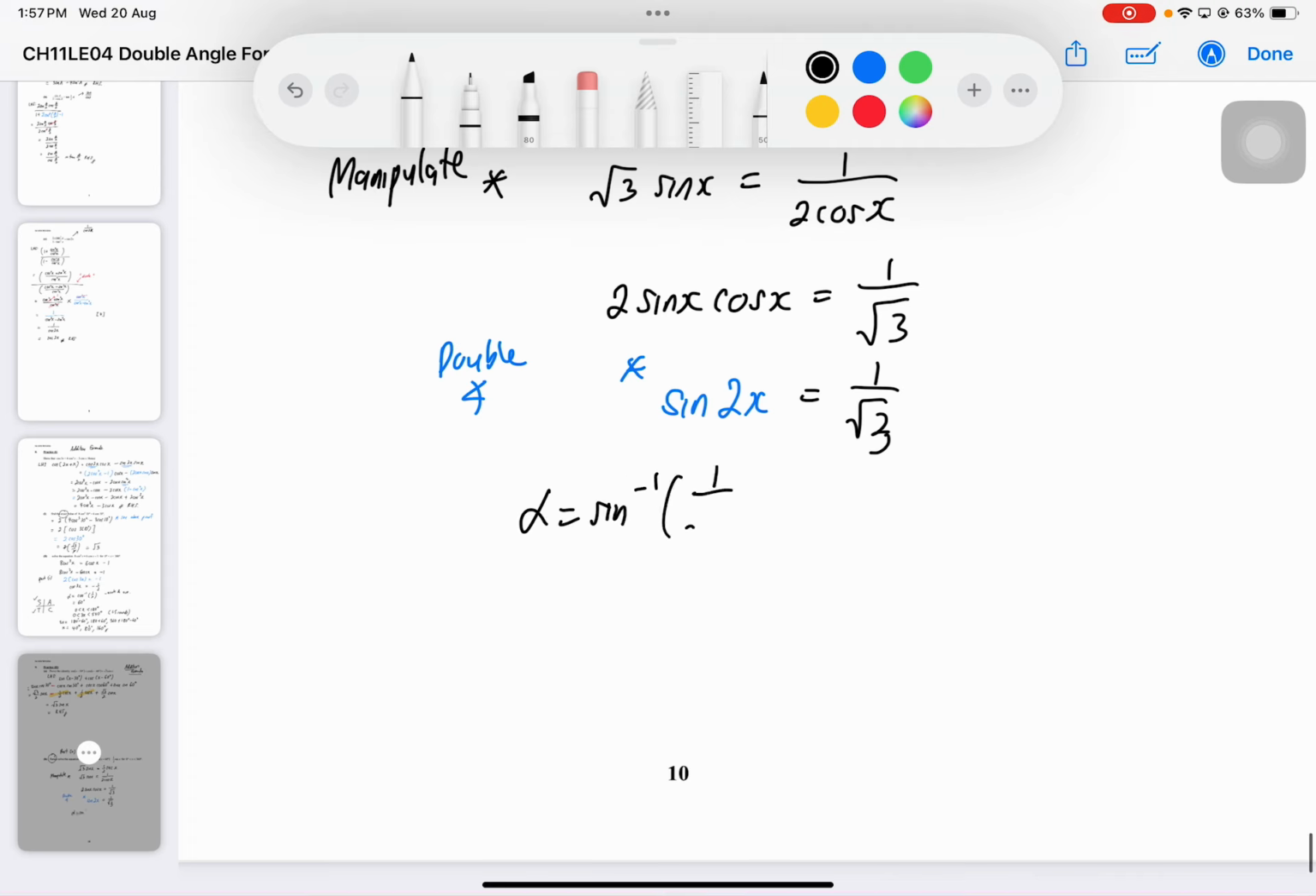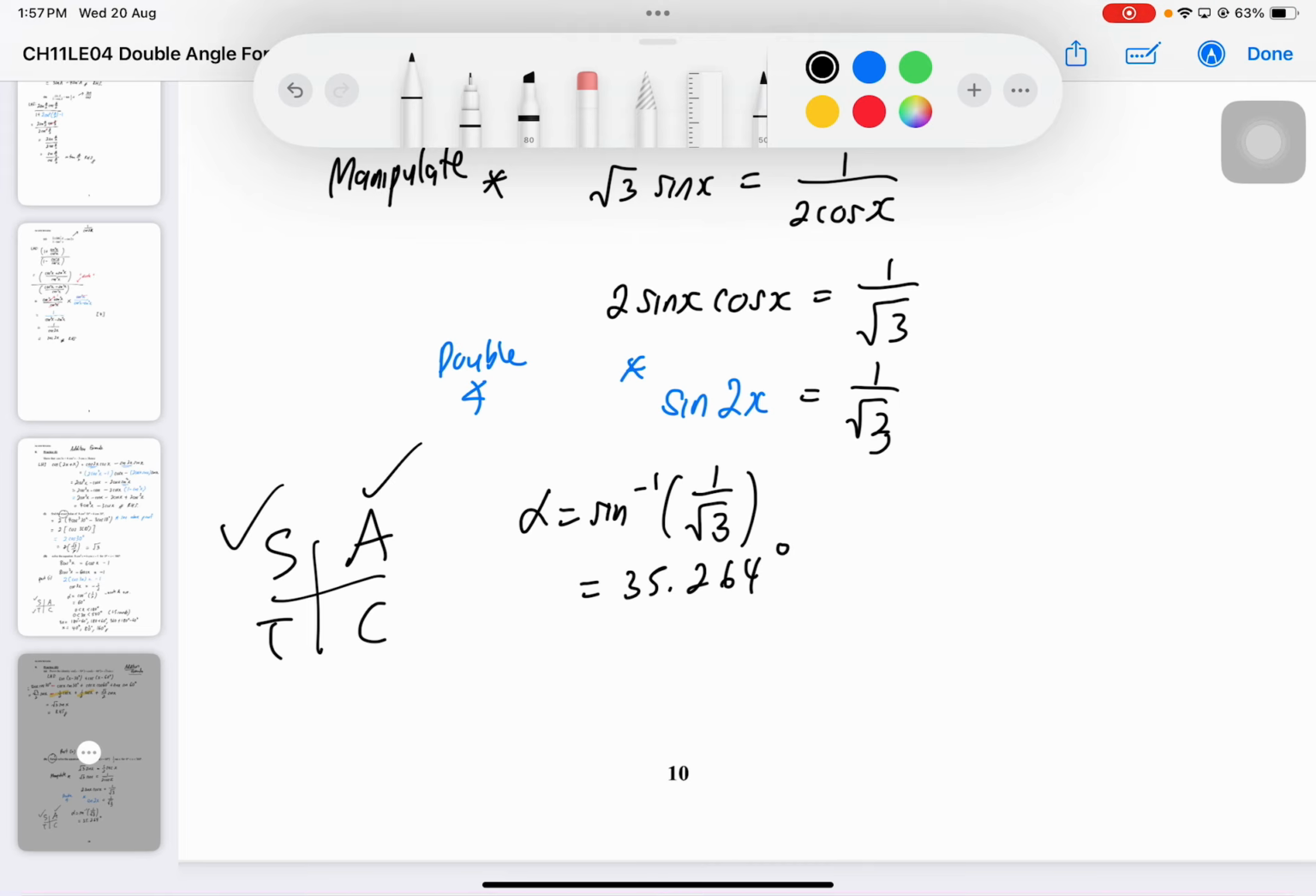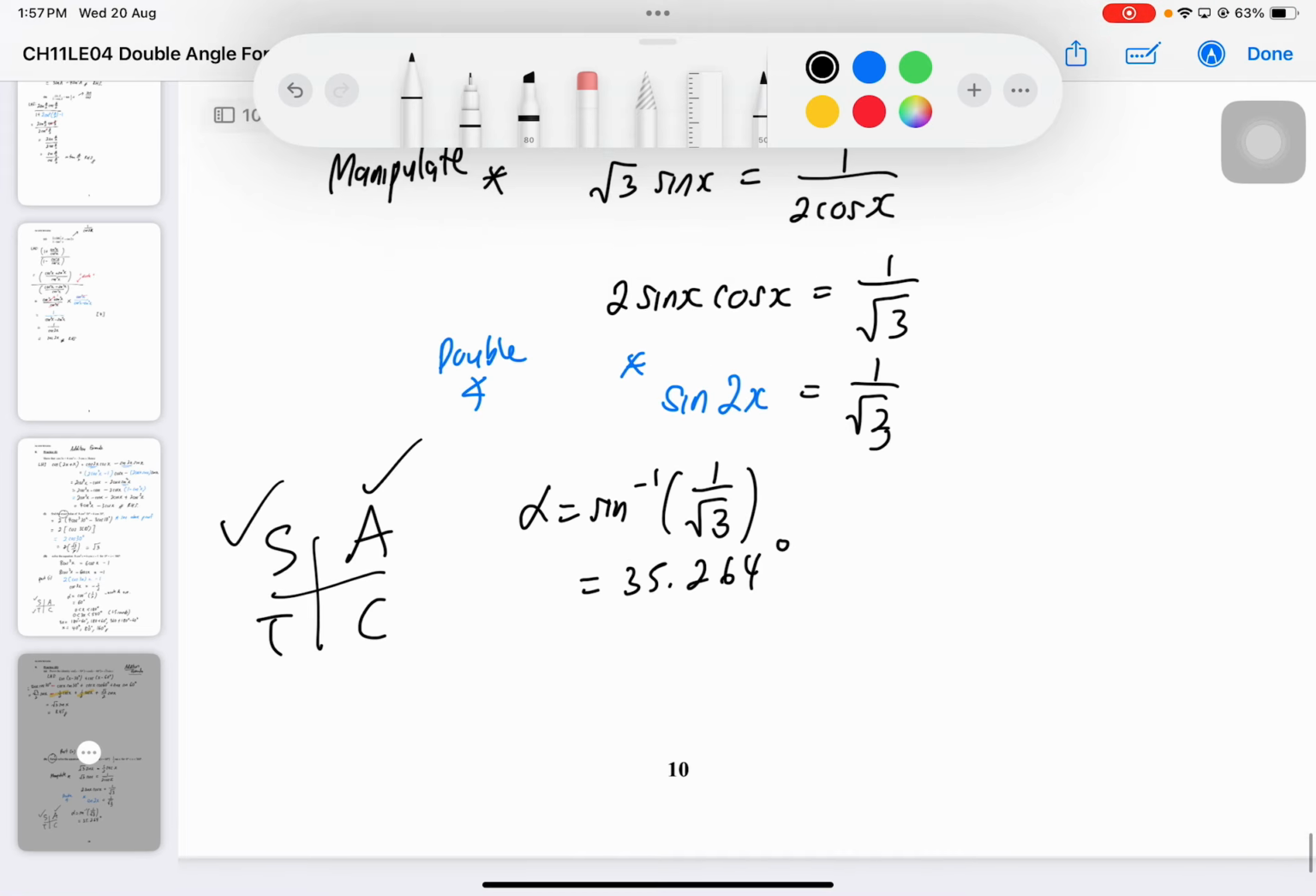Okay, find alpha. Sine inverse 1 over root 3. Okay, 35.264 degrees. ASTC, first and second. Okay, I need to change range from 360, change to 2x. Do I include it? Yes. Oh, no need to include. Sorry, 720.